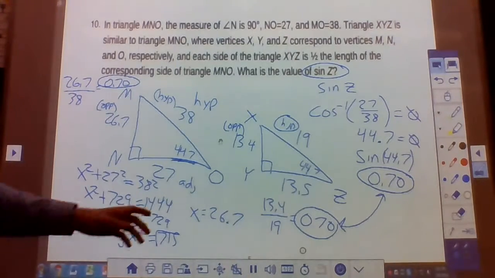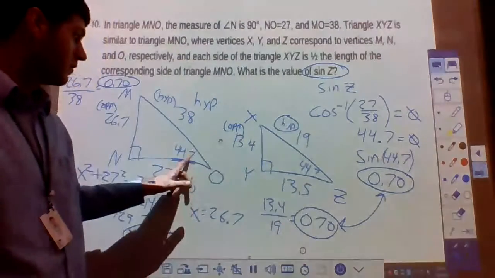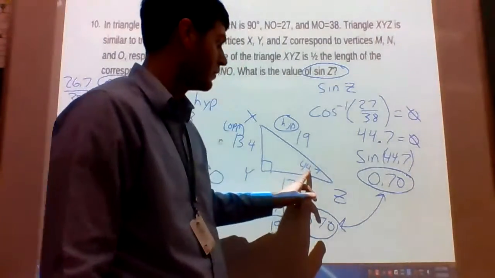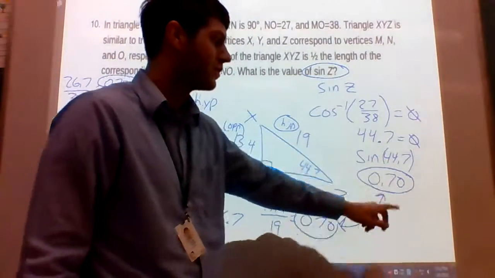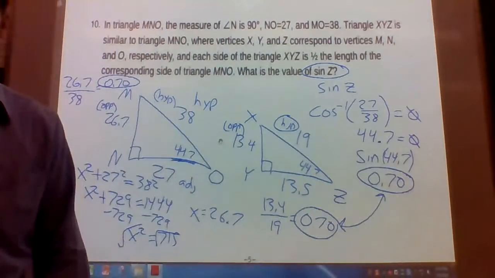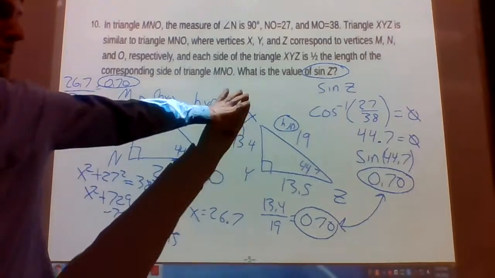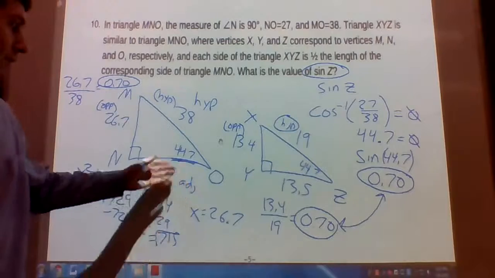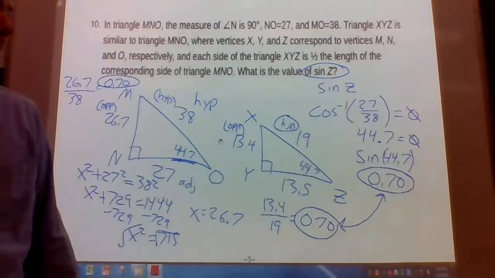Easiest way, though, is inverse cosine tells you that this angle is 44.7, so we know this angle is 44.7. So sine of 44.7 is 0.70. Fastest and easiest way to do it. Okay, but the questions might be a little bit different on the test. Might ask for cosine, or it'll give you different sides. So you have to figure out what to do.